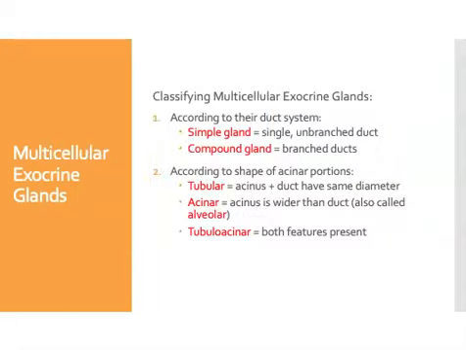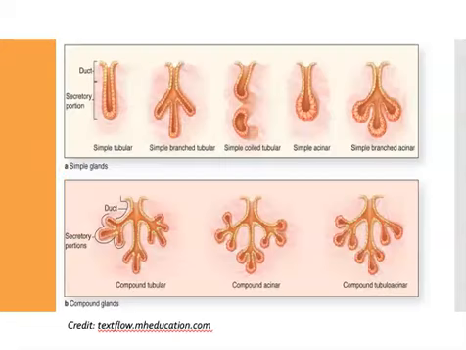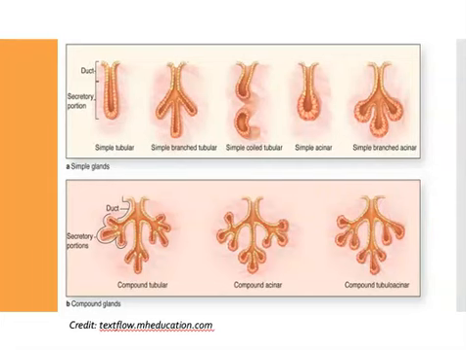Let's take a look at some more drawings of glands. On this slide, you can see all the different versions in one place. At the top, we can see a variety of simple glands. And at the bottom, we can see a variety of compound glands. So remember, a simple gland has a single unbranched duct, and a compound gland has a branched duct. So let's take a look at these glands.